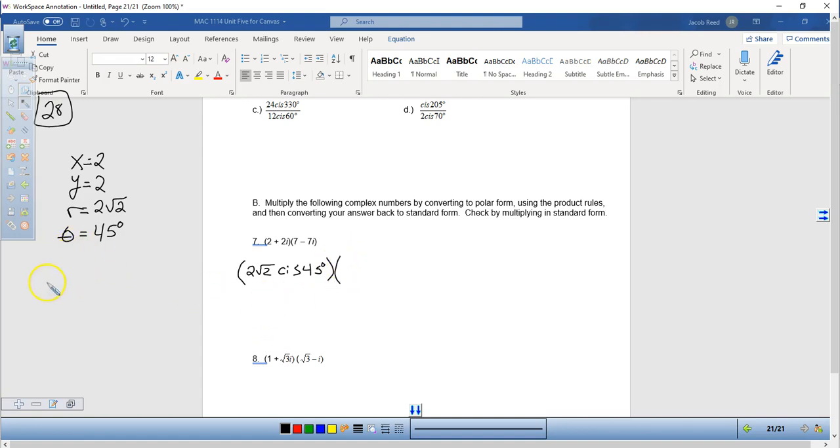All right, second one. X is 7. Y is negative 7. R and theta.